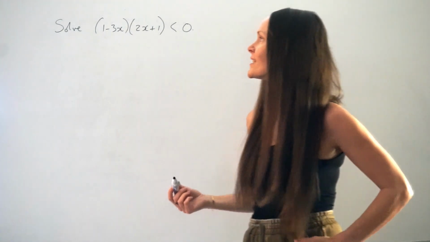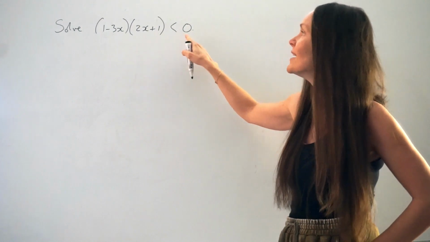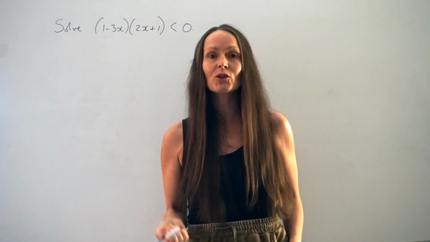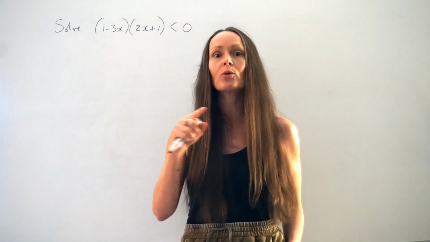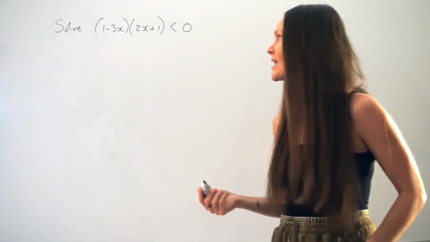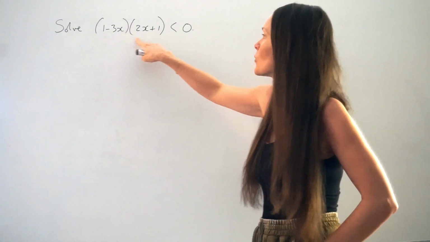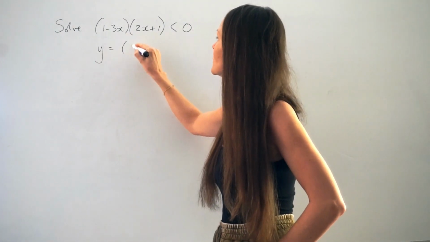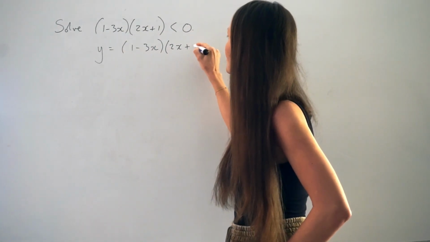In the next question, it says solve 1 minus 3x multiplied by 2x plus 1 is less than 0. Remember in the last question, I said it was a good idea to do a sketch of the quadratic and work out where the quadratic crosses the x-axis. And I did that by first forming an equation and putting the quadratic equal to y. So I'm going to put this equal to y, so that is now my equation.